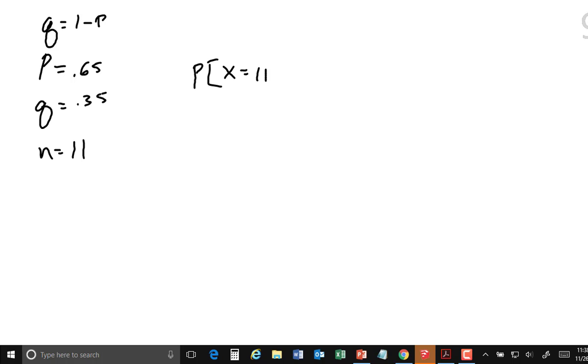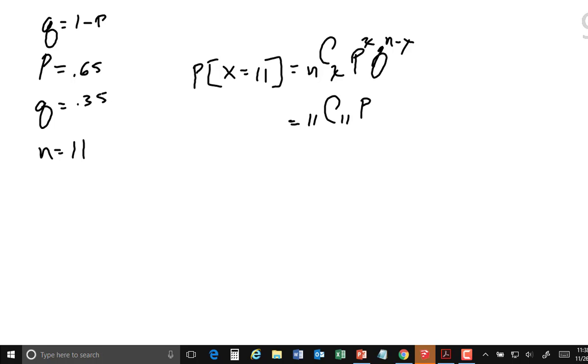You see that? And that's going to be equal to the combination rule of n choose x, p raised to the x, and q raised to the n minus x. That's the equation for finding exactly one thing. Now, I'm thinking this thing ought to come out to be one, because these are the number of successes, right? So if we put it in, n is 11, and then x is going to be equal to 11 again. And p means all successes, 11. And failures to get a job, 0.